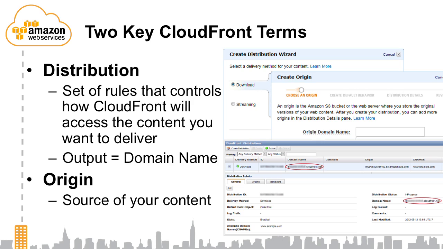So the output of that process, once you've defined the set of rules and how CloudFront's going to access your data, is a simple domain name. So instead of accessing your domain name directly, you'll simply access the CloudFront domain name or a more friendly URL that you can create, a more friendly domain name that you can create using a CNAME.